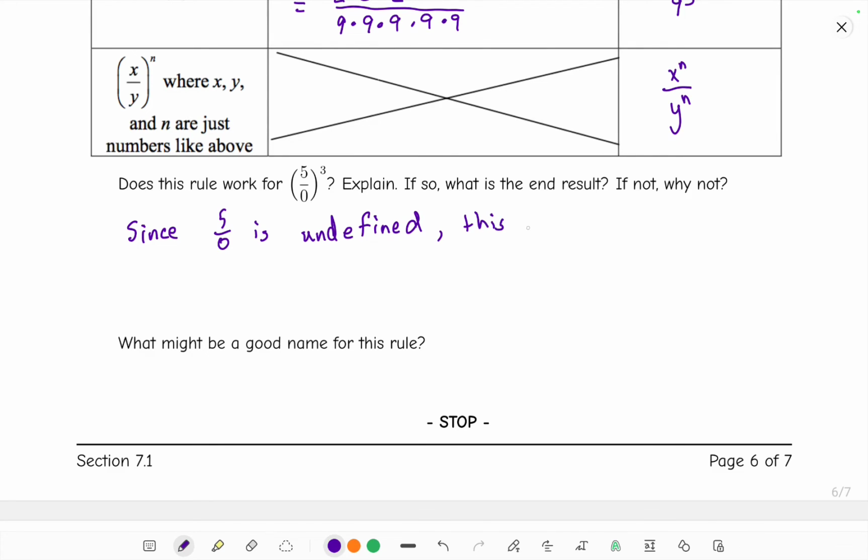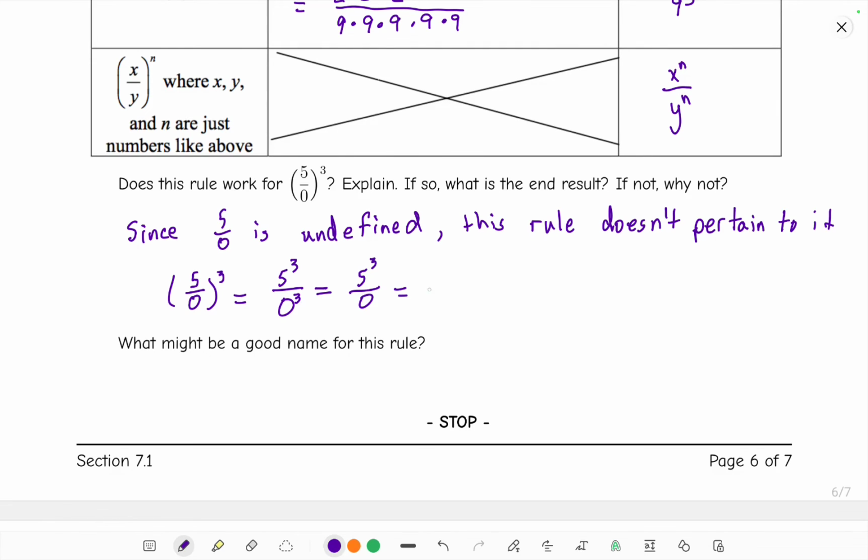This rule doesn't really pertain to it then. If you happen to use the rule, though, 5 over 0 to the 3rd is 5 to the 3rd over 0 to the 3rd, which is the same thing as 5 over 3 to the 0, you still get undefined. So even if you did use the rule, you get the same answer, but because we're talking about an undefined quantity, that's why the rule doesn't make sense.